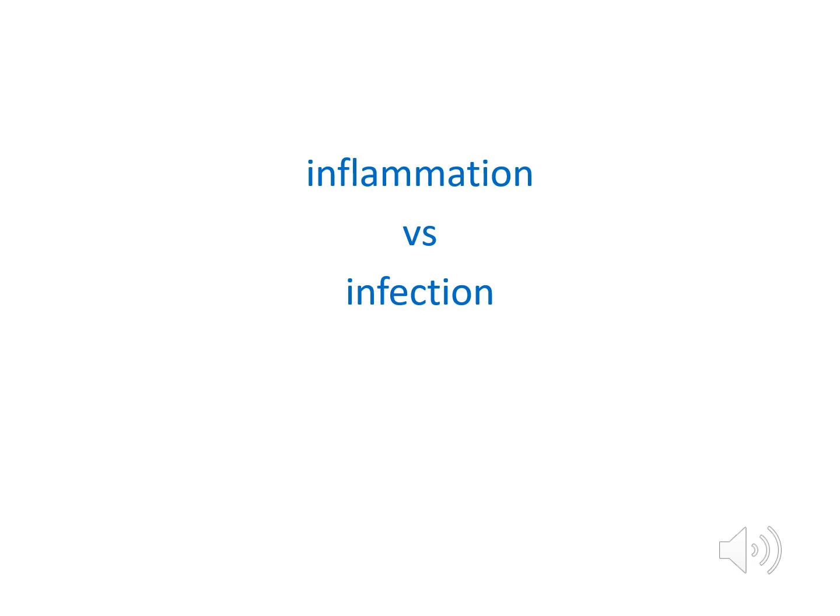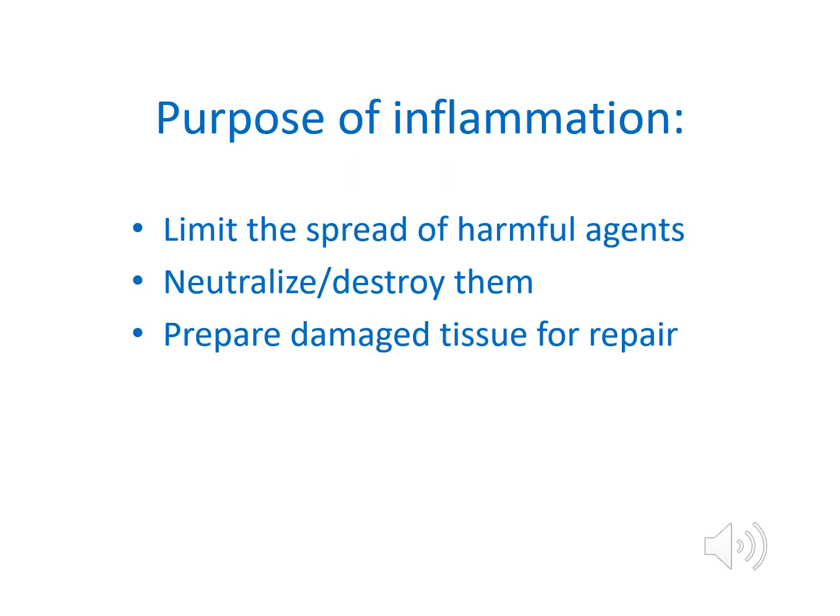All right? Now, the immune system has a purpose for generating inflammation. Inflammation is intended to limit the spread of a harmful agent, to help neutralize or destroy that harmful agent, and to try and prepare the damaged tissue for repair. Those are all really great things, right? But most people don't like inflammation. Why is that? Because it doesn't feel good, right?